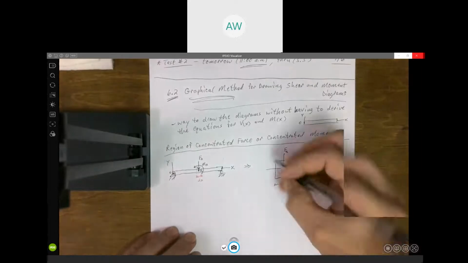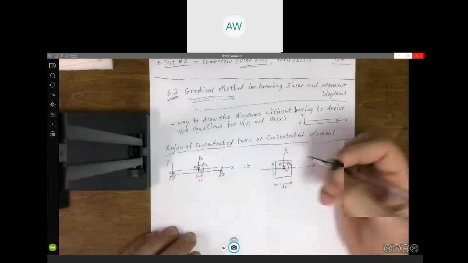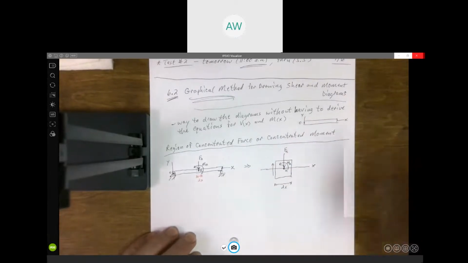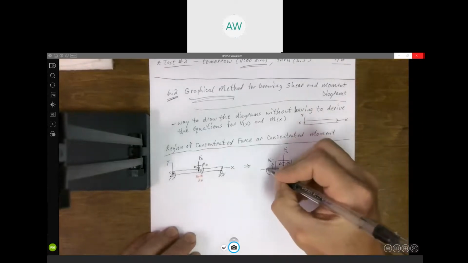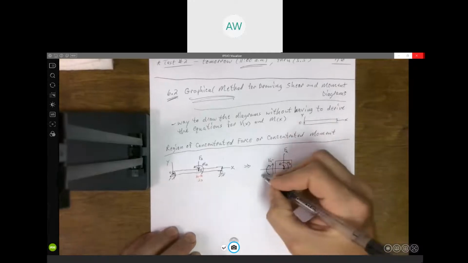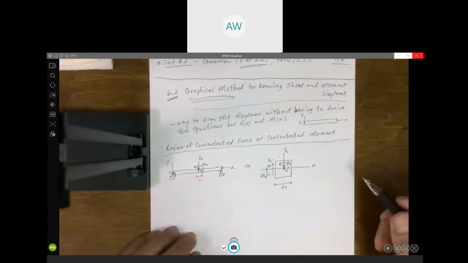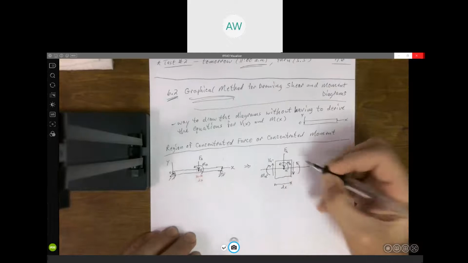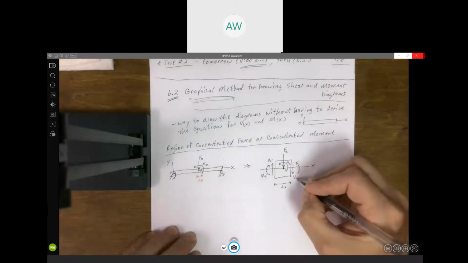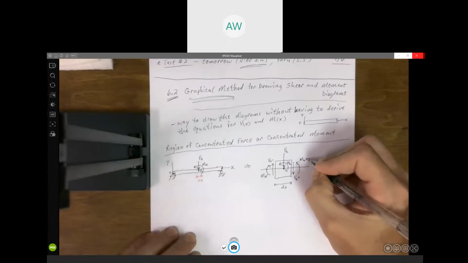And so we want to know what is the shear force just before we get to point A. Notation-wise, I'm going to call this VA minus. Likewise, we want to know what the moment is right before we get to point A. I'm going to denote that as MA minus. And we want to know the shear force and the bending moment just after point A, and we'll denote those as VA plus and MA plus.